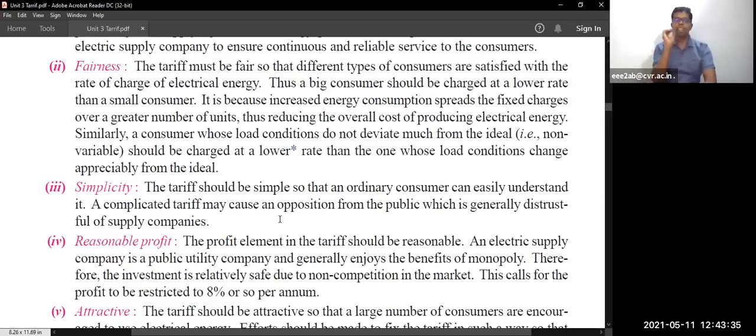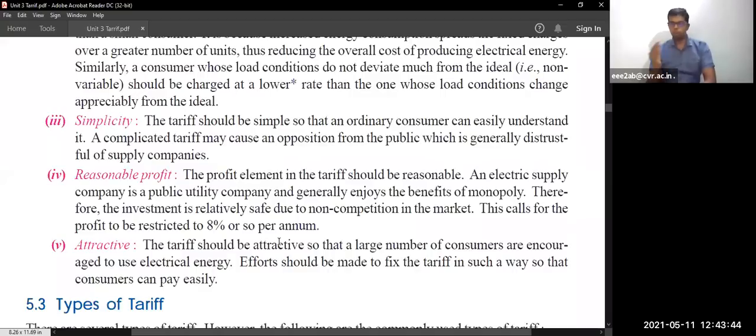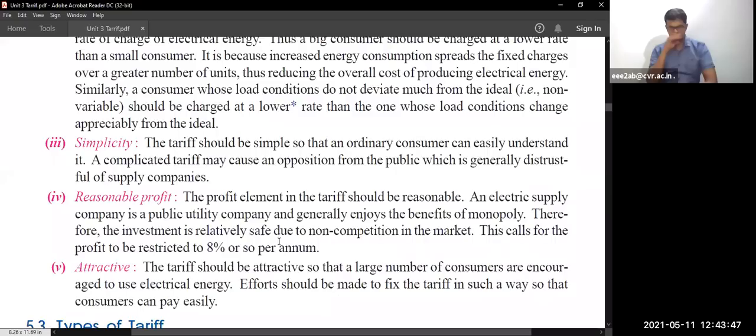Next, it should reflect a reasonable profit. You should not go for very high profit, as mobile companies are doing nowadays with the average tariff. Even though you speak or don't speak, you have to pay 2,500 or 2,700. Even if you use 1.5 GB per day, or speak 24 hours a day, or just one call, 1 minute or 1 second a day, you have to pay that tariff of 2,500 rupees for the whole year.